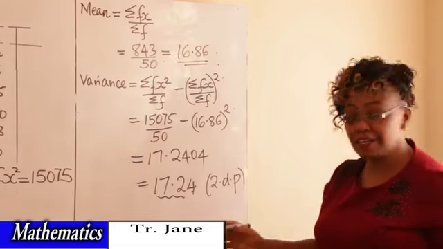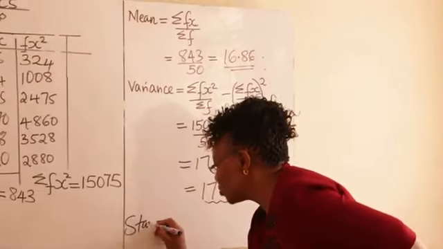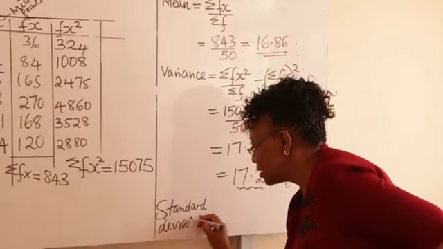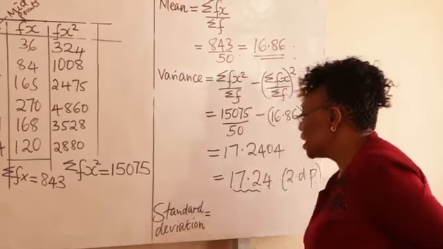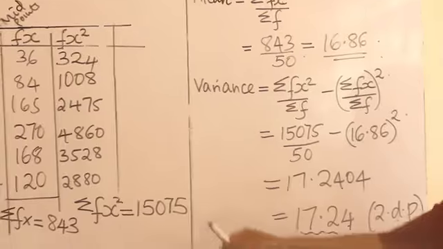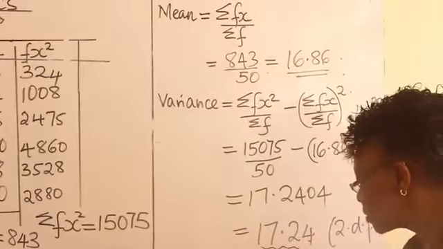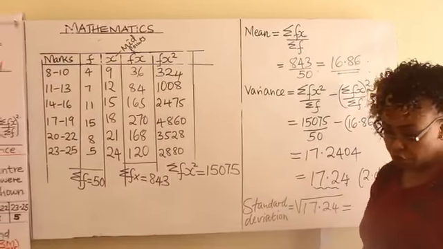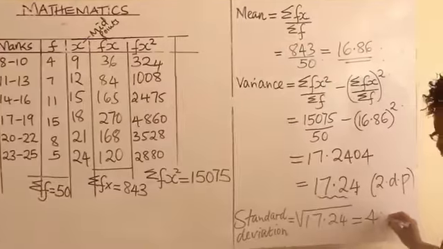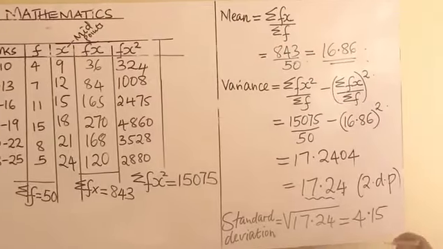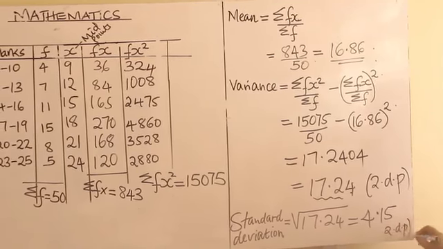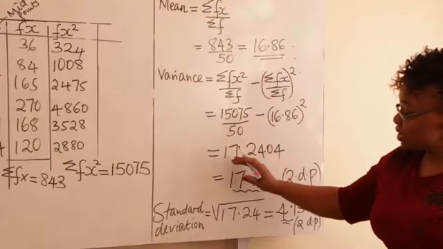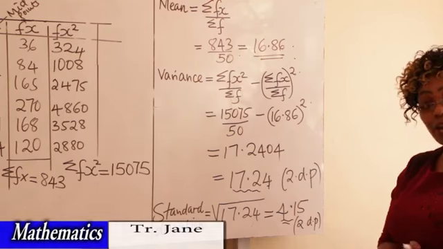So, what is our standard deviation? Our standard deviation, learner, is given by the square root of variance, from the formula there. So you find the square root of 17.24, which would give you what? You use a calculator, and to the nearest two decimal places, this should be your standard deviation. So you work out variance, and to get the standard deviation, you find the square root of variance.